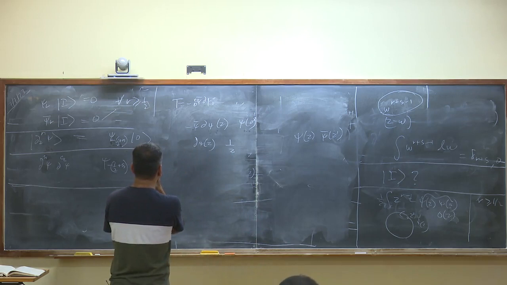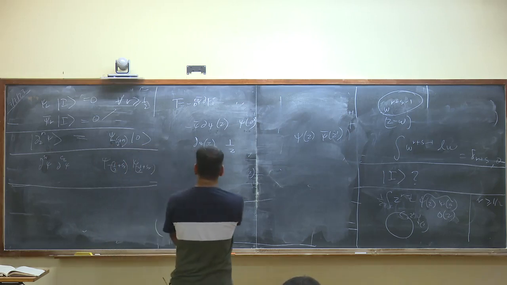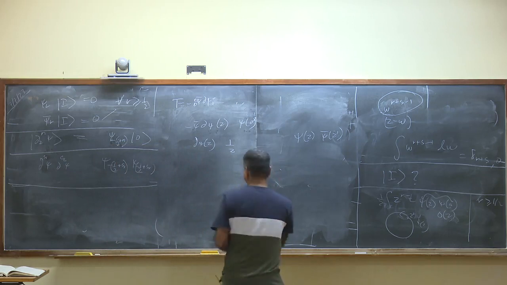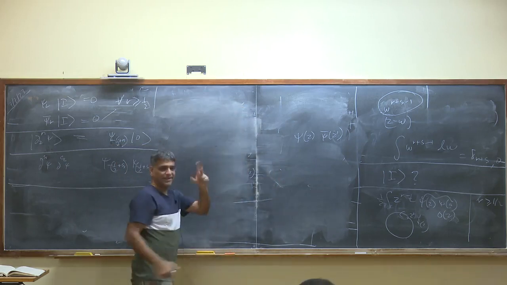Wait, so what's going on here? I should have got psi back. Why am I not getting it? Just a minute. Oh, no. Because I wrote the stress tensor wrong. Sorry, please forgive me. Of course, it has to be symmetric.